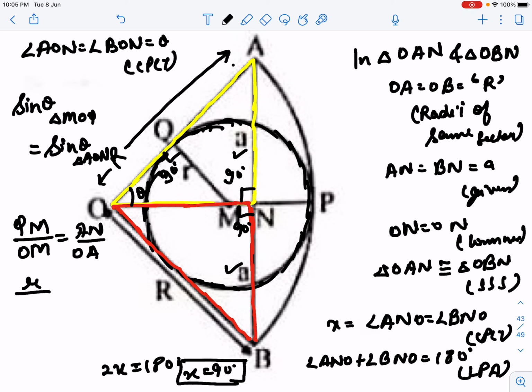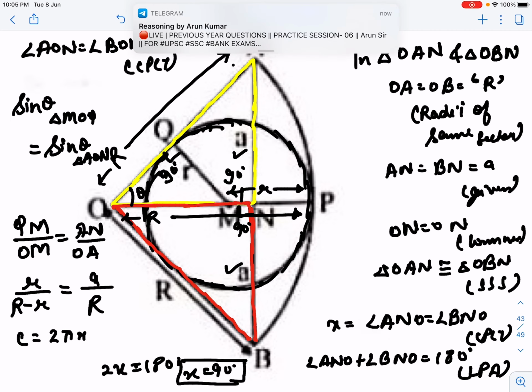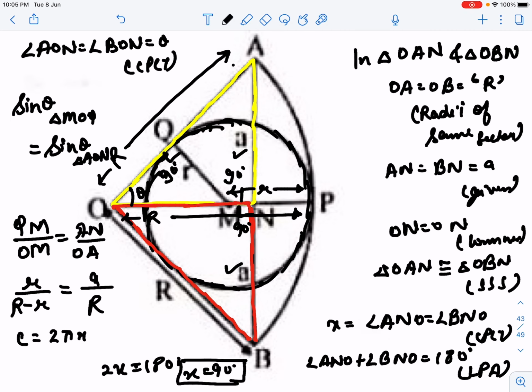OM is equal to what? Capital R minus small r, because this is small r and this whole is capital R. So that means capital R minus small r. And what is AN? AN is equal to small a. What is OA? OA is equal to capital R. So guys, what has been asked to you? The value of circumference, that means 2 pi r, 2 pi small r has been asked to you.